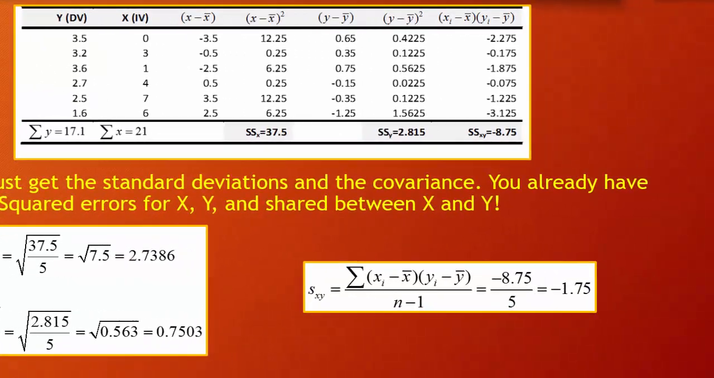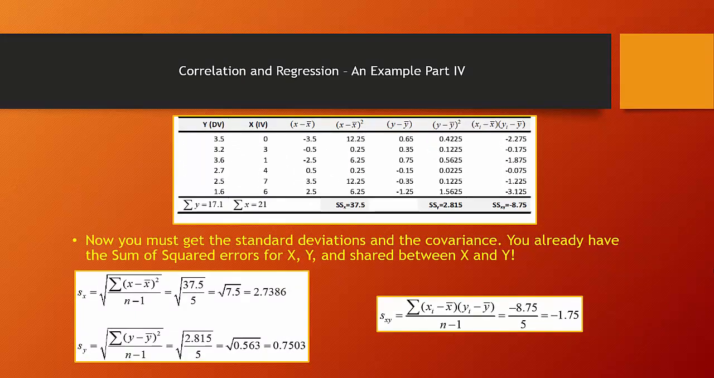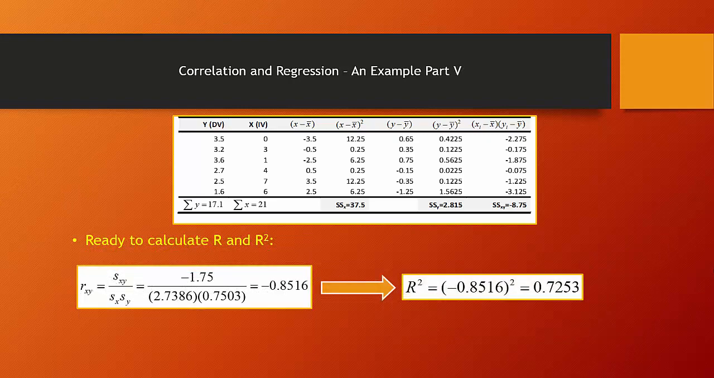And finally, we can get the covariance shared between x and y. We have our sum of squared errors shared between x and y of negative 8.75. We're going to divide by n minus 1, 5. So that gives us a covariance of negative 1.75. Now, together with the standard deviation of x, the standard deviation of y, and the covariance, we can now get Pearson's R. So let's go ahead and calculate Pearson's R.